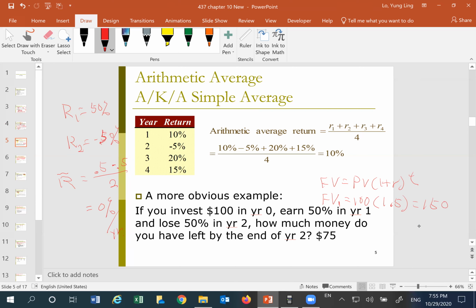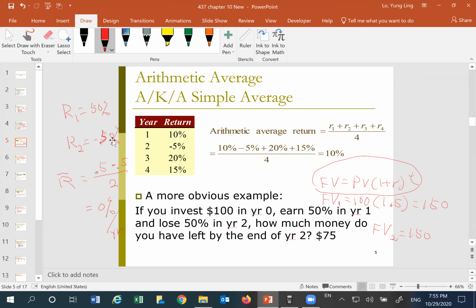Now if I want to calculate the future value in year 2, we can use the exact same equation. At the beginning of year 2, we have $150. Then we multiply by the same thing, the 1 plus r. My R2 is negative 50%.